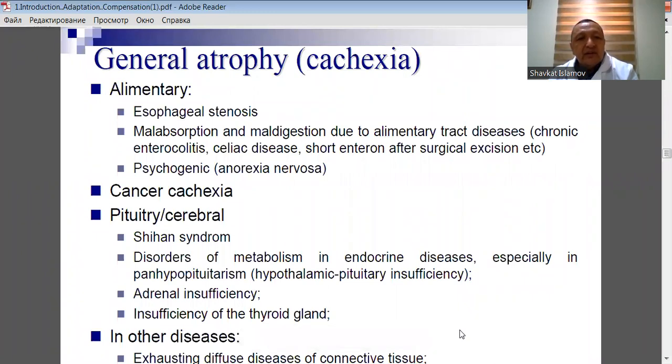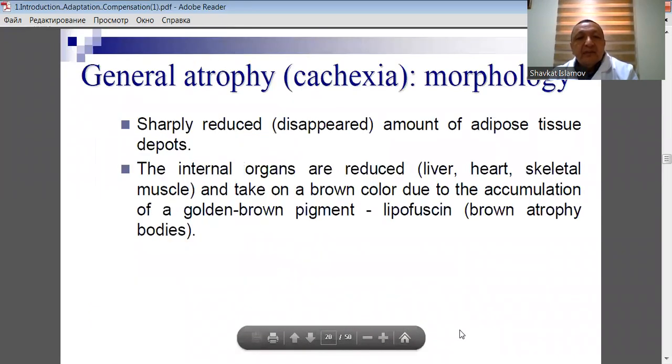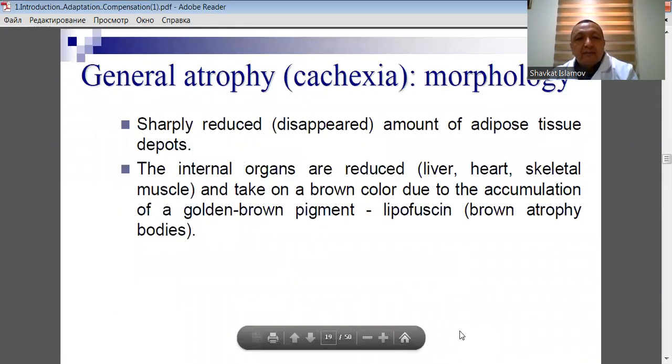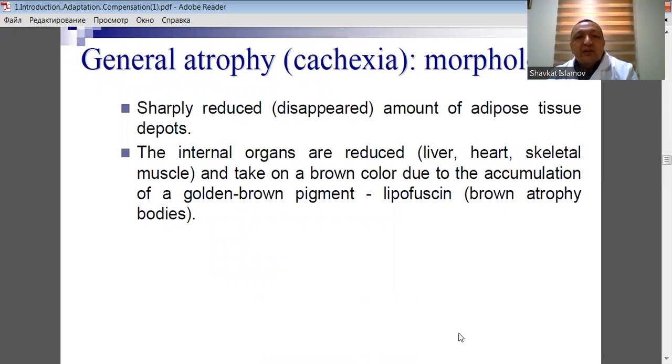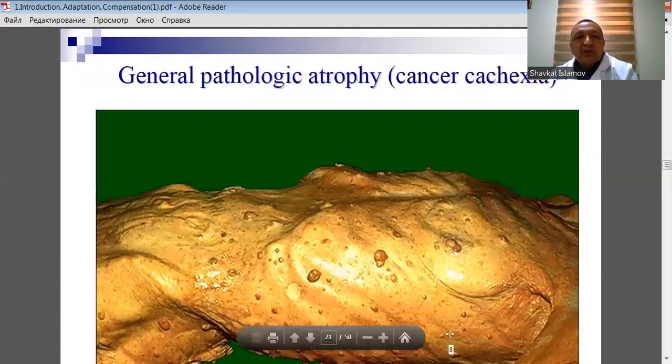General atrophy: alimentary, cancer, toxic, pituitary, cerebral, and in other diseases. General atrophy, toxic, morphology: sharply reduced amount of adipose deposits; the internal organs are reduced and take on a brown color due to accumulation of a golden-brown pigment, lipofuscin. General pathological atrophy, cancer toxicity.